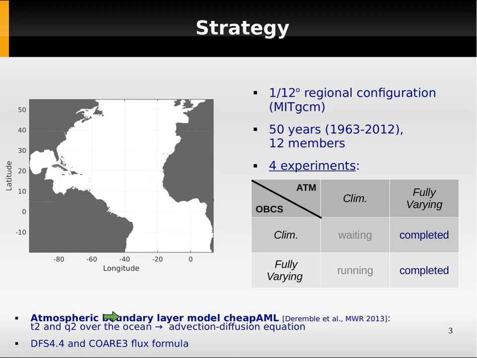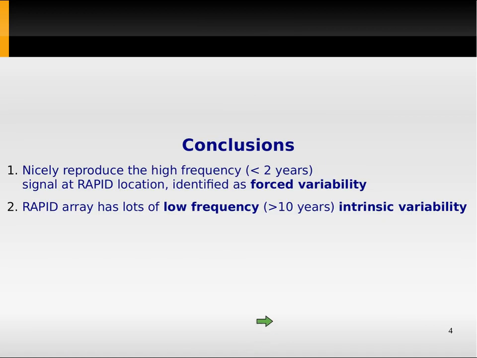I'm going to give you the conclusions I'd like to reach today. There are 2 main conclusions. First, I'm going to show that this configuration nicely reproduces the high frequency variability at the RAPID location, and we are going to identify this variability as being forced. I will also show that there is a lot of low frequency variability, meaning larger than 10 years, at the RAPID location that is intrinsic by nature.